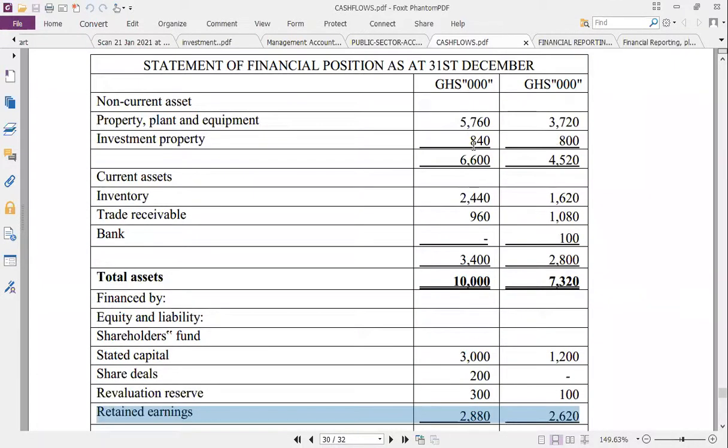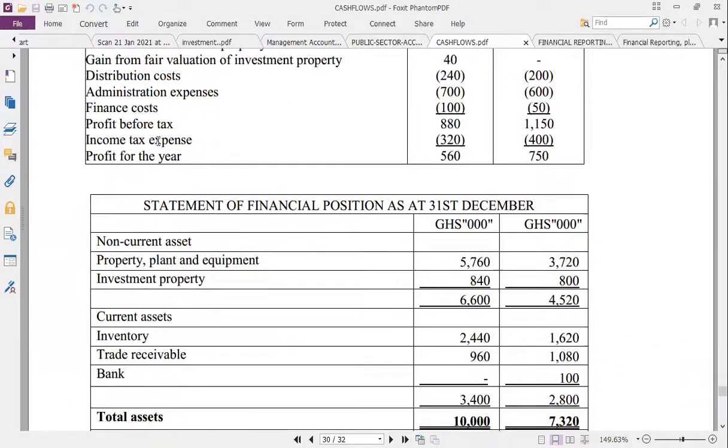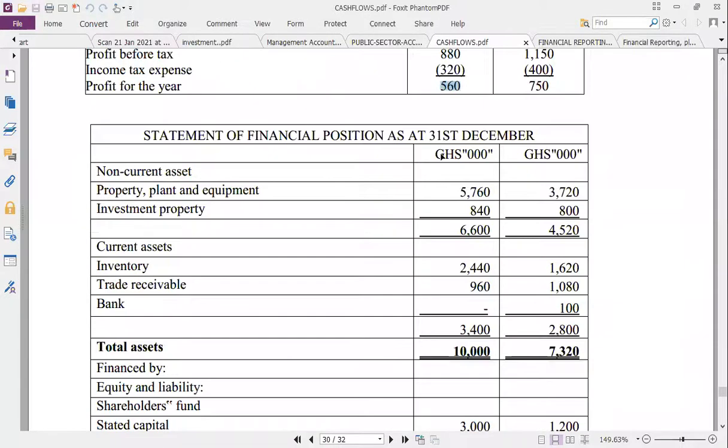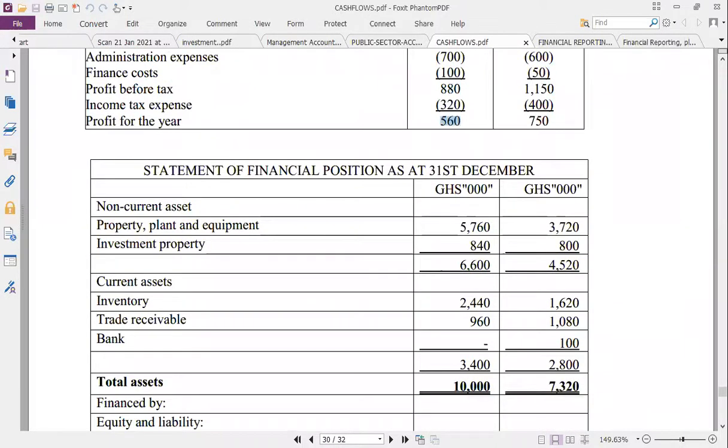And how do you get a profit for the year? This is the profit for the year. Pick the current one, 560. That is all. You are done. Getting the figures.